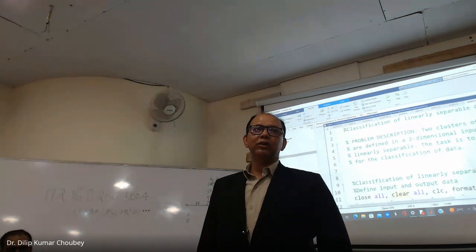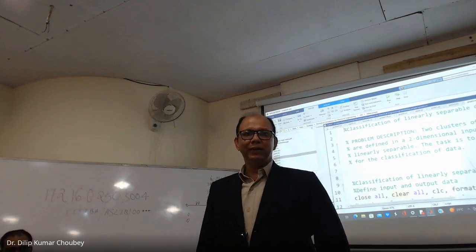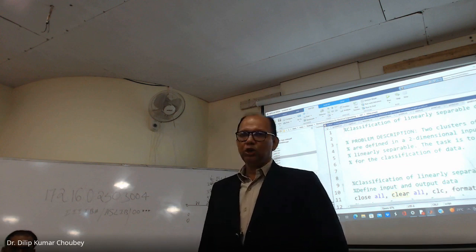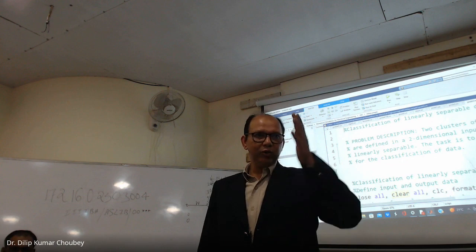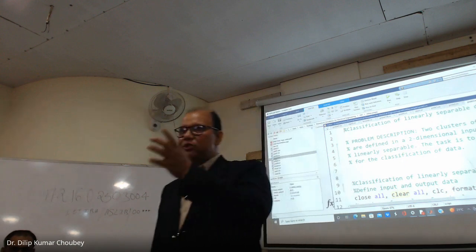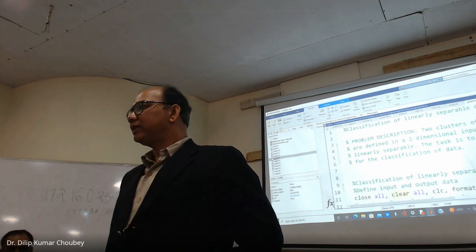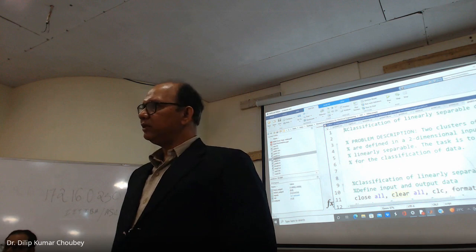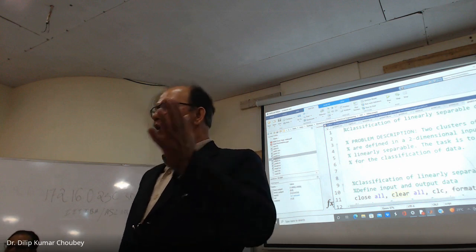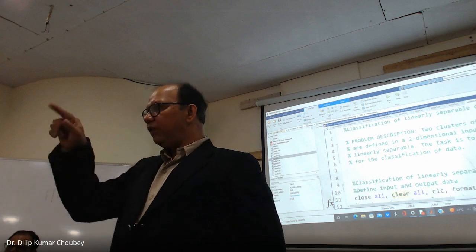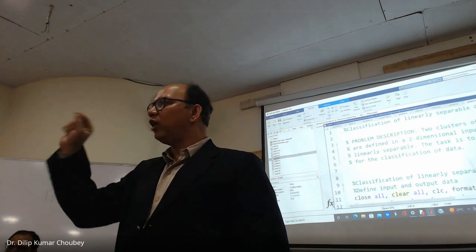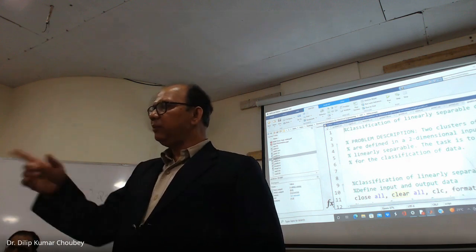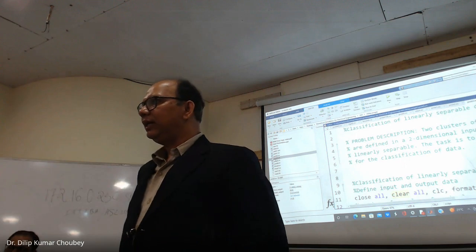When you consider AND and OR, these are linearly separable. When you consider XOR, is it linearly separable or not? Not, because if you consider two inputs and output, you understand this. For the AND function, 1 1 gives 1, 0 1 gives 0, and 0 0 is also 0. Similarly, for the OR function, if you draw the two inputs and corresponding output, you can see the system is linearly separable. But for XOR, the system is not linearly separable.